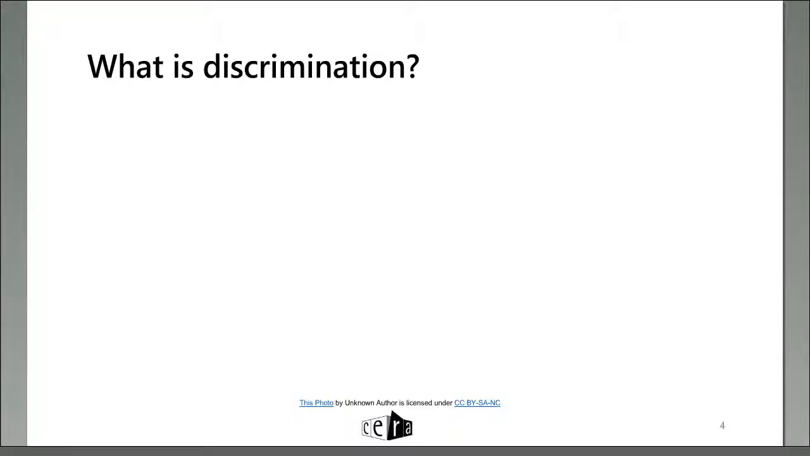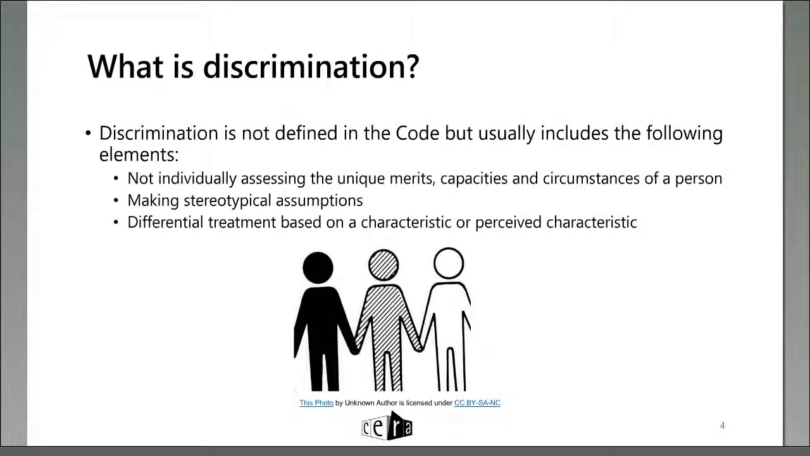So our first question today is, what is discrimination? Discrimination is not defined in the Ontario Human Rights Code, but it usually includes the following elements: not individually assessing the unique merits, capacities, and circumstances of a person, and instead making stereotypical assumptions based on a person's presumed traits. This often leads to treating a person unfairly, denying them a benefit, excluding or imposing obligations, or disadvantage because of a particular characteristic or a perceived characteristic.